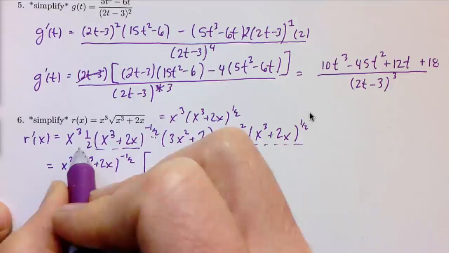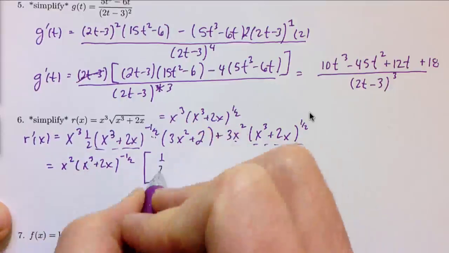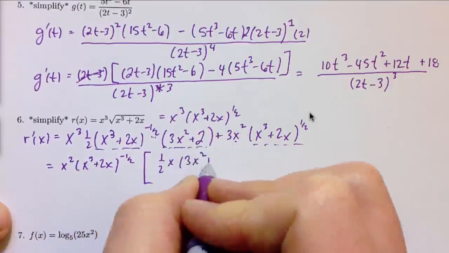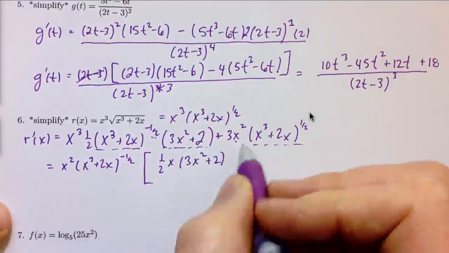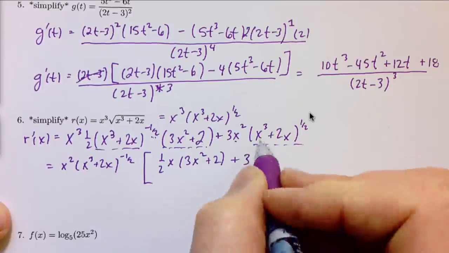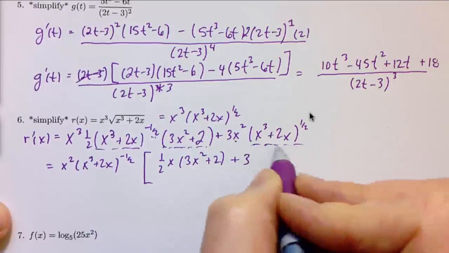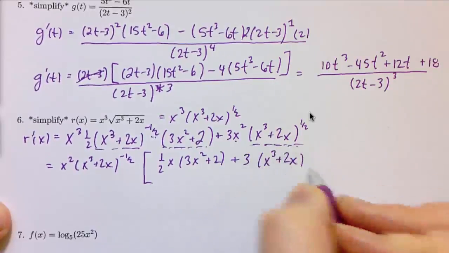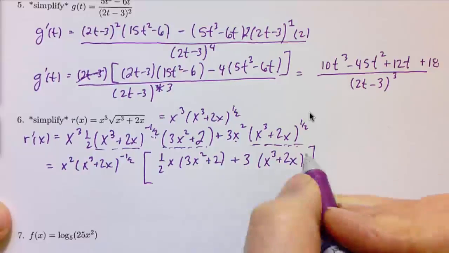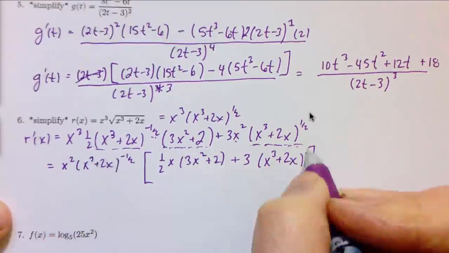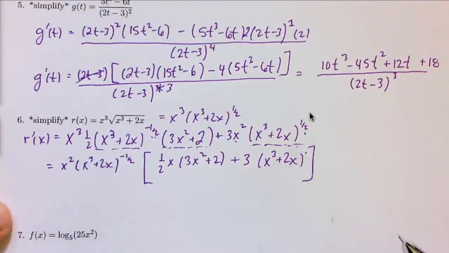Okay, in this first term, I have a 1/2 x remaining. This is all still there. 3x squared plus 2. Plus, we took out the x squared, but we didn't take out the 3. We took out minus 1/2 power of this term, so we have to leave some behind. And that's going to be the first power, because if I take first power times minus 1/2 power, I add the exponents and I get plus 1/2 to get back to where I started.